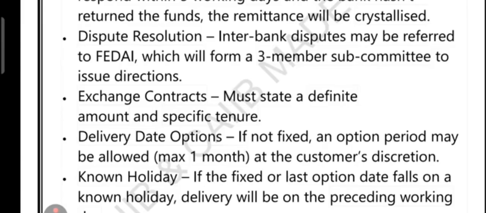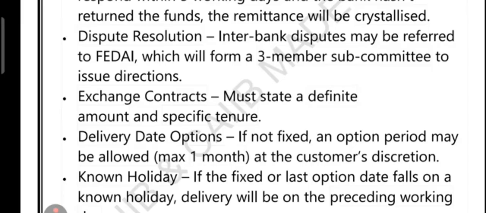If the delivery date is not fixed, the customer can get an option period of up to 1 month to decide when to take delivery. So suppose the delivery date is not fixed, then the option period may be allowed maximum 1 month at the customer's discretion. And if the delivery date is fixed or the last option date falls on a known holiday, delivery will happen on the previous working day, but if a sudden holiday is announced, delivery will move to the next working day. This is a very very important thing.